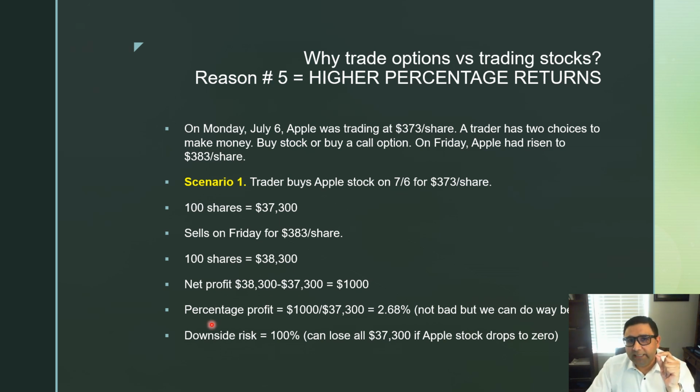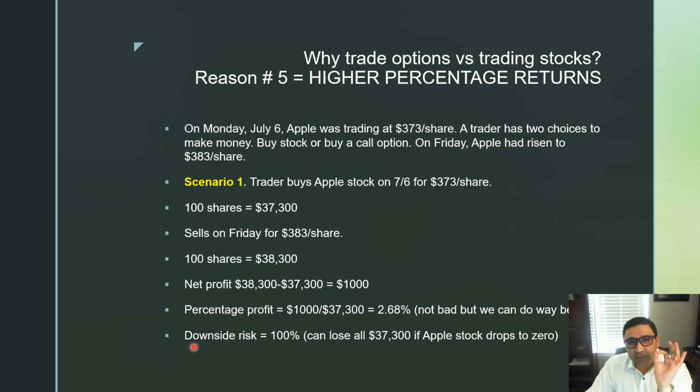But the important thing is, what is the percentage profit? How much money was invested on which he made $1,000 profit? So the percentage profit is $1,000 over an initial investment amount of $37,300. That's 2.68% in 1 week. Not bad at all. But as you will see in just a moment, how much better this trader could have done if he had traded options.